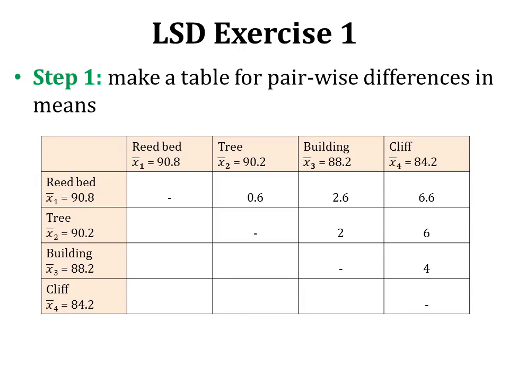The first pair is reed bed and tree, with sample means 90.8 and 90.2, and the difference of these two means is 0.6. The next pair is reed bed and building, with means 90.8 and 88.2, and the difference is 2.6. Then we have reed bed and cliff, with means 90.8 and 84.2, and the difference is 6.6. The next pair is tree and building, and the difference between their mean values is 2. Then tree and cliff, with means 90.2 and 84.2, and the difference is 6. Finally, building and cliff, with means 88.2 and 84.2, and the difference is 4.